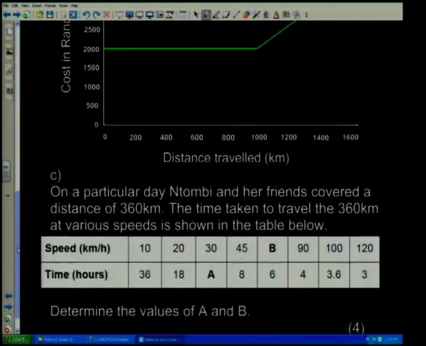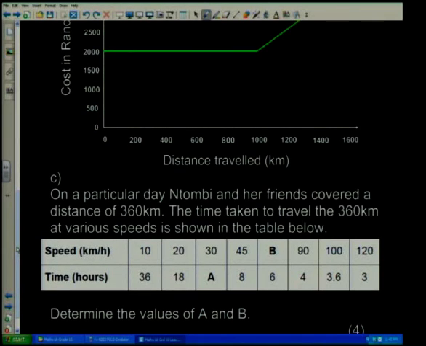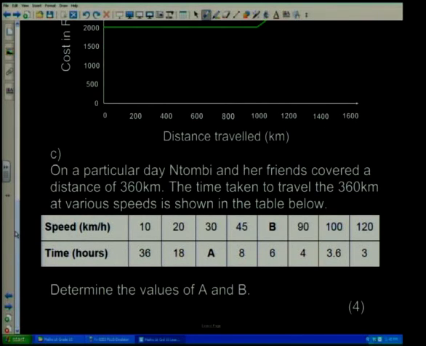I'll read this again. On a particular day, Ntombi and her friend covered a distance of 360 kilometers. The time taken to travel the 360 kilometers at various speeds is shown on the table below. So let's read our table. We've got our speed in kilometers per hour, and then our time in hours. If they were traveling at 10 kilometers per hour, it would take them 36 hours to travel.